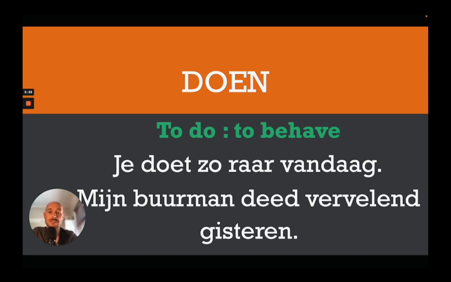Mijn buurman deed vervelend gisteren. My neighbor behaved annoyingly yesterday. Again, deed is the past of the verb doen. As you know, it's an irregular verb. Ik doe, ik deed, ik heb gedaan. These are called the strong verbs in Dutch, and unfortunately, to know this, you have to learn them by heart. But again, doen, deed in this case, can be translated as behave or behaved.